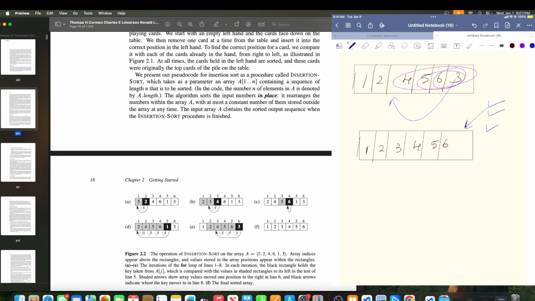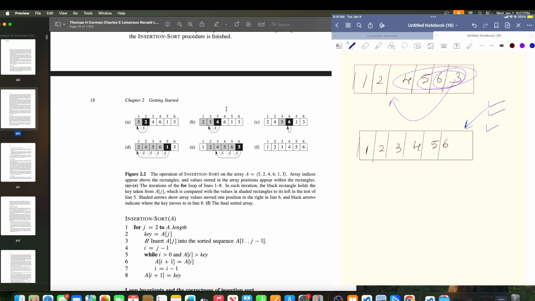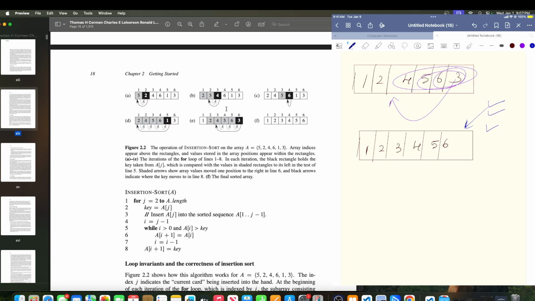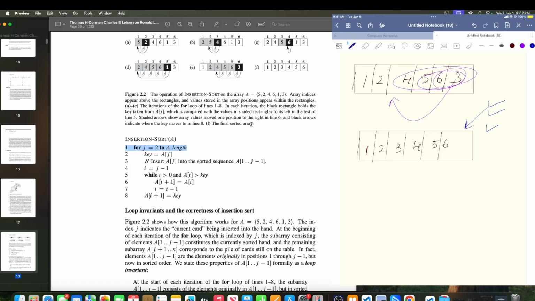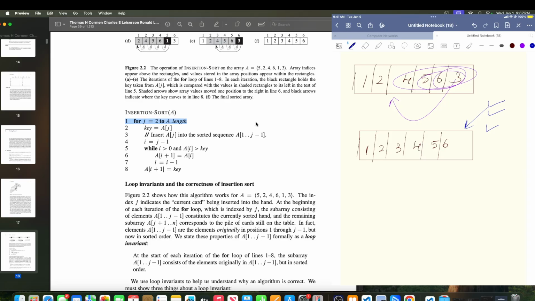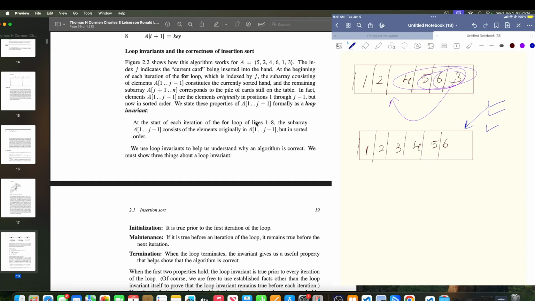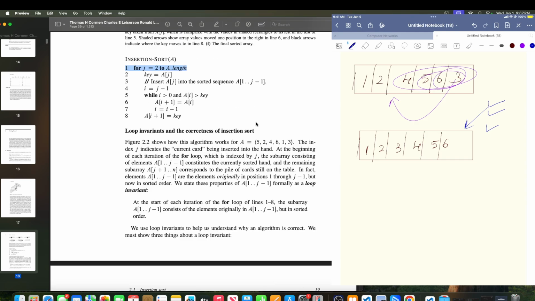This is sorted. Now he has written the pseudocode. So, like always, check it with the previous one as well. Now the loop evaluates the correctness of insertion, so J indicates the element currently being inserted. The reason for starting from the second element is that the first element is always sorted, so there is no need to check. Now he's explaining what J is.